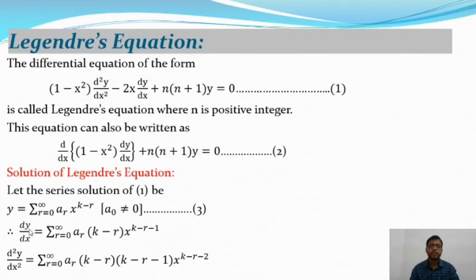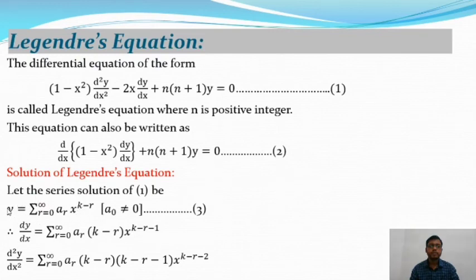Now the first order derivative of this solution is dy/dx, and dy/dx is equal to summation over r equal to 0 to infinity of ar times the derivative of x to the power k minus r, and it will be (k minus r) x to the power k minus r minus 1. And the second order differentiation of equation 3 will be summation over r equal to 0 to infinity of ar (k minus r)(k minus r minus 1) x to the power k minus r minus 2.